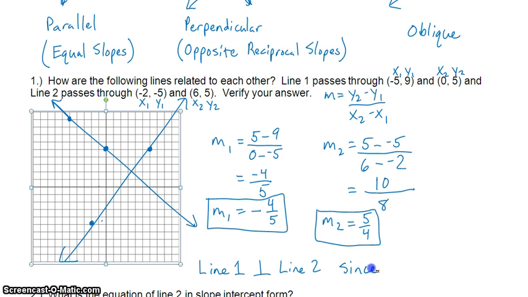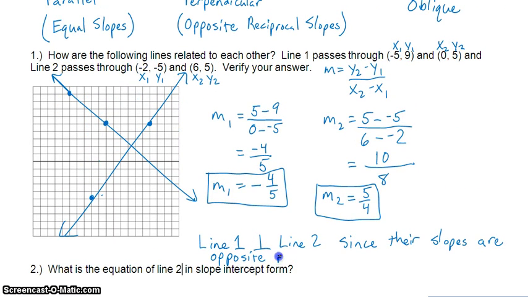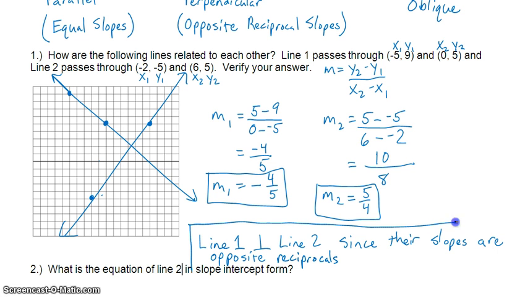Since their slopes are opposite reciprocals. Whenever I need to verify my answer, I need to explain how I came to that conclusion. This is that explanation that explains all of this work.